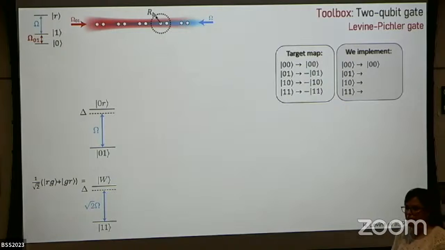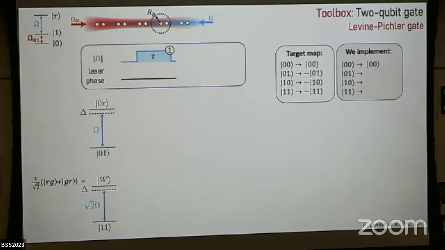Yeah? Sorry, G is the ground state. So it would be 1. It would be 1. Sorry, yeah. So one of the two atoms remains in the initial state and the other one goes to R. Sorry, that comes from different slides.